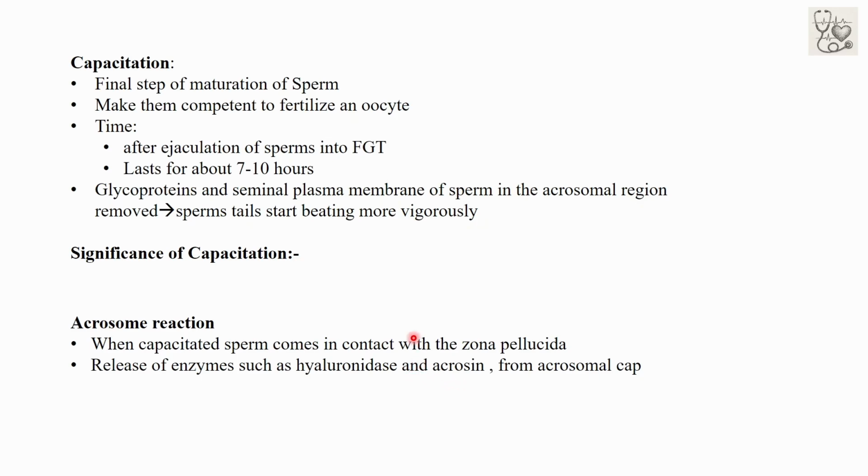What is the acrosomal reaction? The acrosomal reaction occurs when the capacitated sperm comes in contact with the zona pellucida. This reaction leads to the release of the enzymes hyaluronidase and acrosin from the acrosomal cap. The antigenic coating of the sperm initiates an immunological reaction between the oocyte's fertilizin and the sperm's anti-fertilizin.